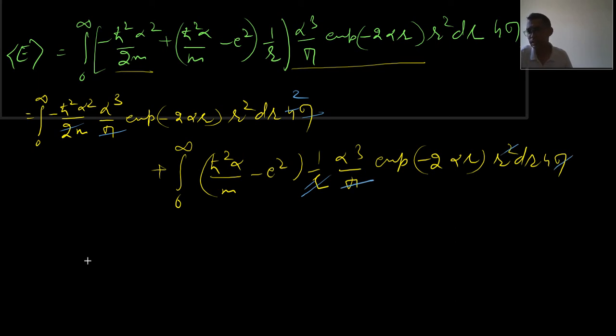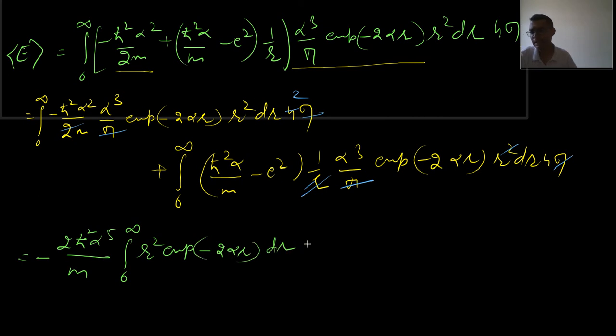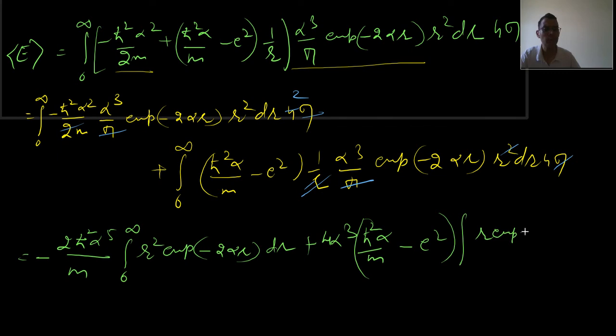So if I do this and do a little algebra, then what I am getting is minus 2ħ² α⁵ over m, integral 0 to infinity r² exponential minus 2αr dr, plus 4α³ and ħ² α over m minus e², and here it is integral r exponential minus 2αr dr, right?